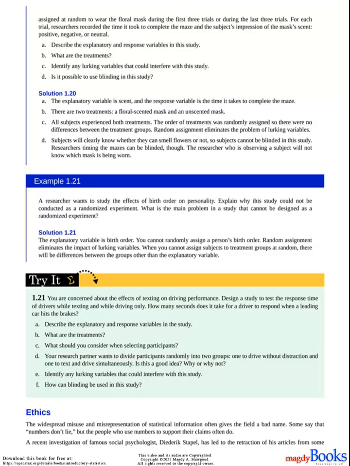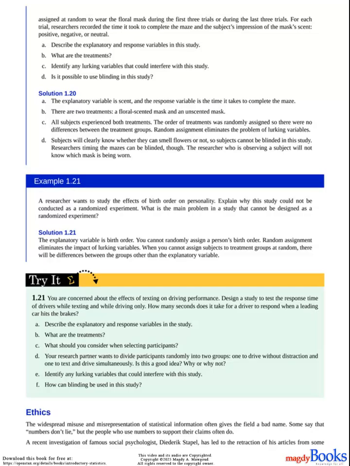Example 1.21. A researcher wants to study the effects of birth order on personality. Explain why this study could not be conducted as a randomized experiment. What is the main problem in a study that cannot be designed as a randomized experiment?